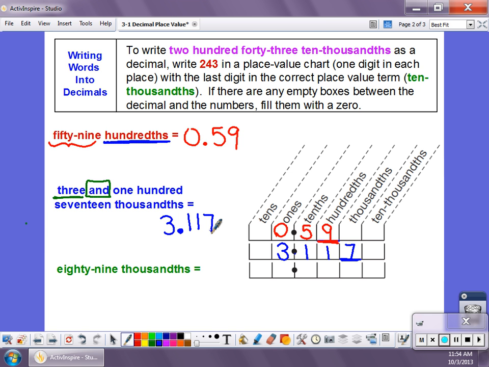So this decimal, 3 and 117 thousandths. Okay, last one, 89 thousandths. So thousandths tells me where my place value is going to end. And this time I want just 89. But again, there's nothing in this spot. I have my decimal point. I don't have anything in my tenths, so I'm going to fill it with a 0. So this looks like 0.089, and the way we say that is 89 thousandths.